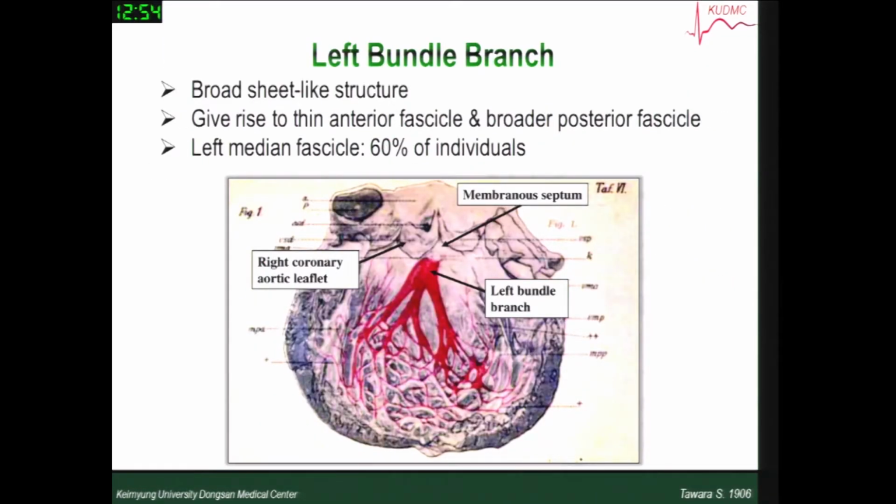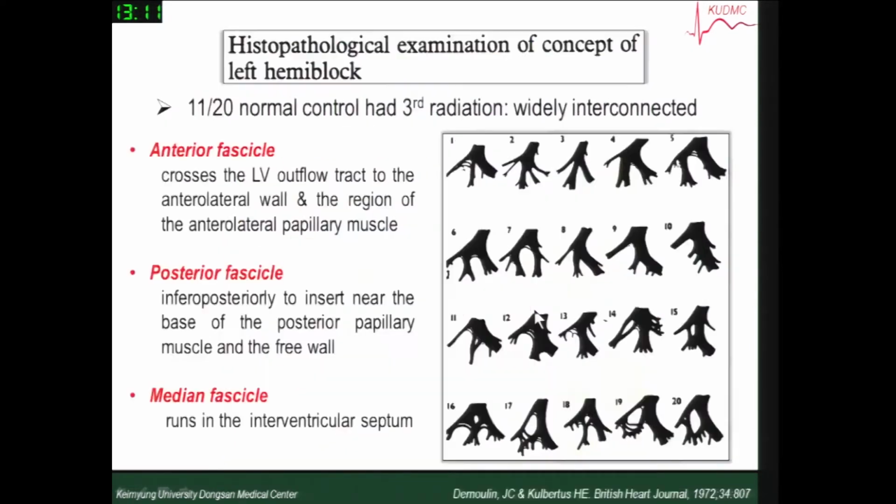And then I'd like to move to the electrical system, the left bundle branch. As you know, after the His bundle penetrates the perimembranous portion, it becomes the left bundle branch. It's a broad sheath-like structure, and it divides into the anterior fascicle and posterior fascicle. But this is a study of 20 normal hearts with a left bundle branch system.